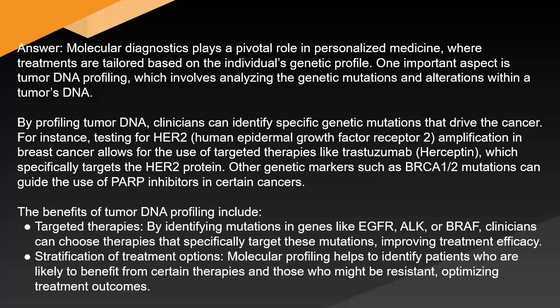For instance, testing for HER2, human epidermal growth factor receptor 2, amplification in breast cancer allows for the use of targeted therapies like trastuzumab, Herceptin, which specifically targets the HER2 protein. Other genetic markers such as BRCA mutations can guide the use of PARP inhibitors in certain cancers. The benefits of tumor DNA profiling include targeted therapies.